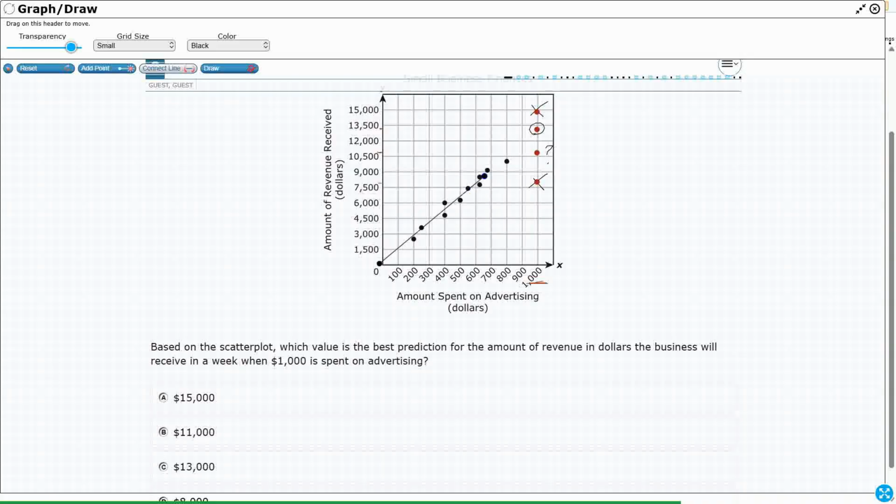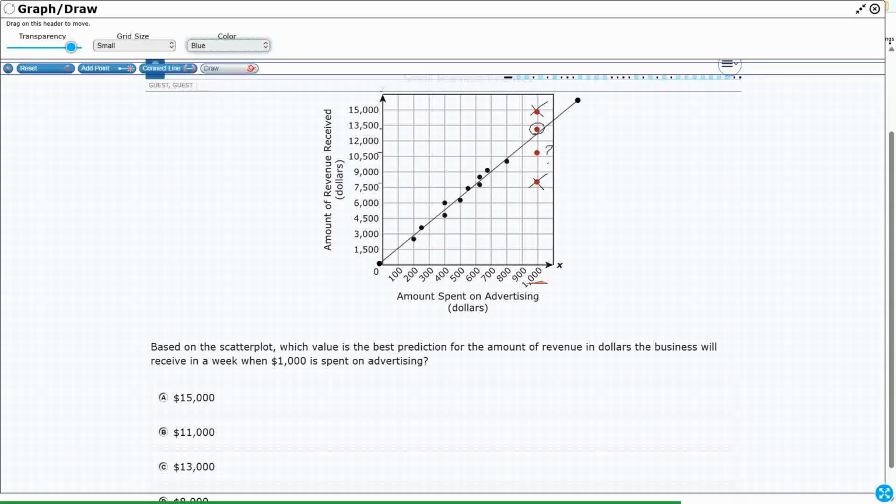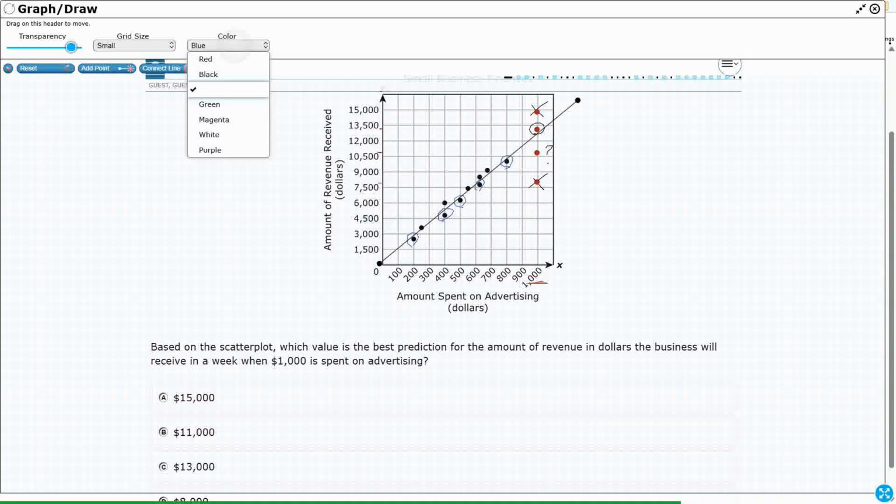Our goal is to get about half of the dots above and half the dots below. Some of these dots might be right on the line. Before I let go, I'm going to try to count. I've got about 1, 2, 3, 4, 5 below, 1, 2, 3, 4, 5 above. That's perfect. That's really what you're looking for with the trend line: about the same amount above and below, and try to get it right in the middle of them.